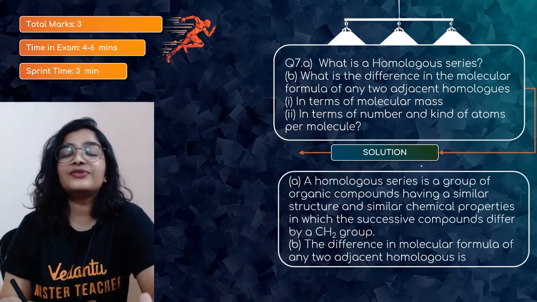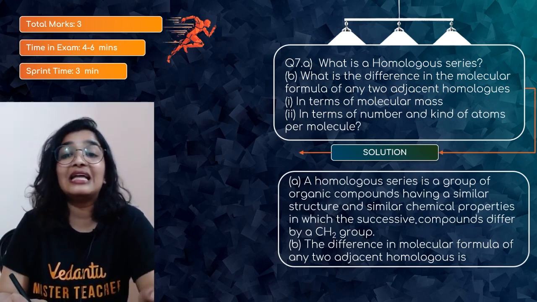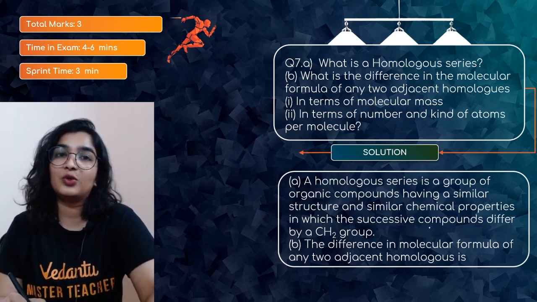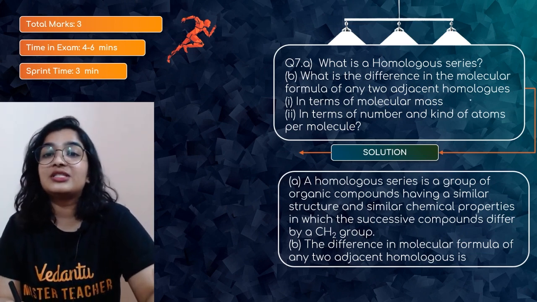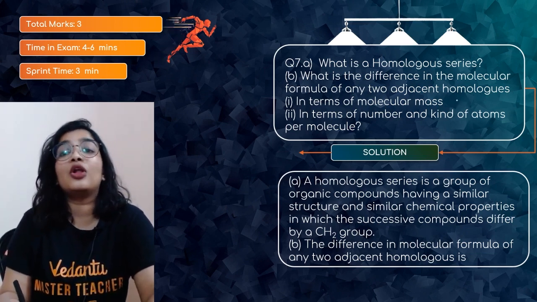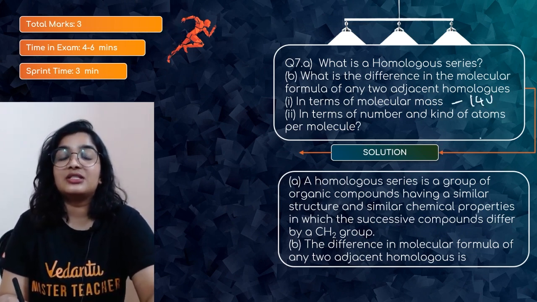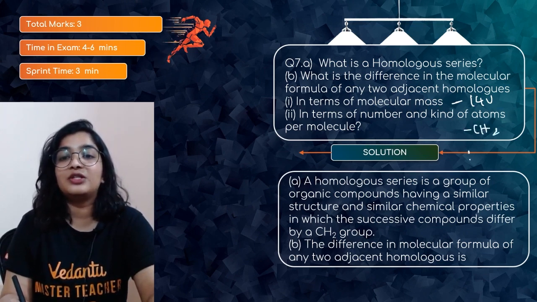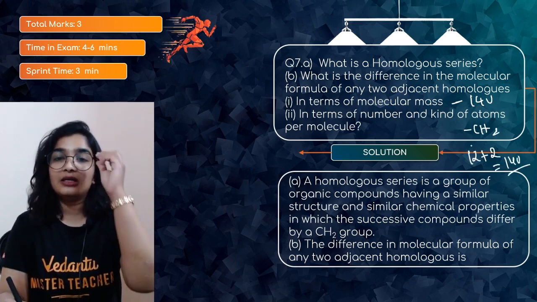So a homologous series is a group of organic compounds having similar structure and similar chemical property because they have the same functional group. So what is the difference in the molecular formula of any two adjacent homologues in terms of molecular mass? It is 14 units. Why? Because the adjacent homologues differ by a CH2 unit. So carbon 12 plus two hydrogen atoms at 2 units, 14 units. So this is the difference in their molecular mass.